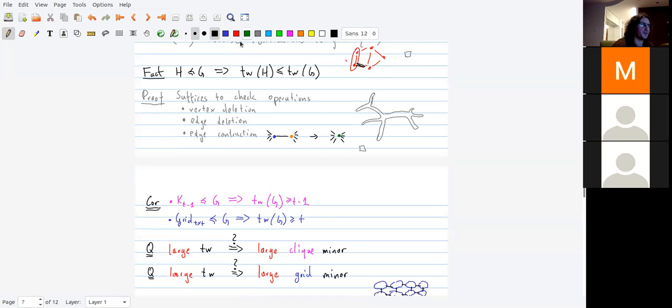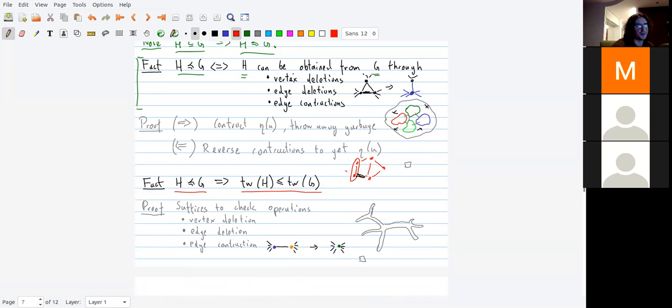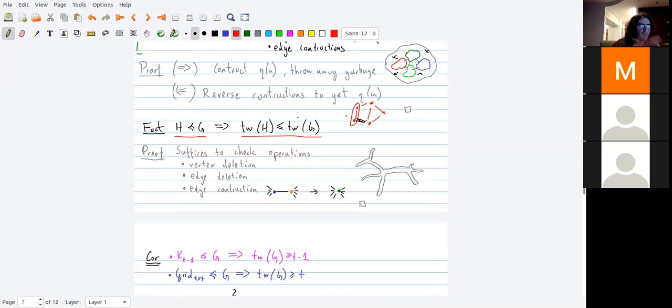So now the basic observation about Treewidth is that Treewidth is minor closed. It's a minor closed parameter, in the sense that if H is a minor of G, then the Treewidth of H is at most the Treewidth of G. Taking a minor cannot increase the Treewidth. So by this fact about the operational definition, it suffices to check that none of those operations increases Treewidth, because then we do a sequence of those operations and the Treewidth can only decrease.